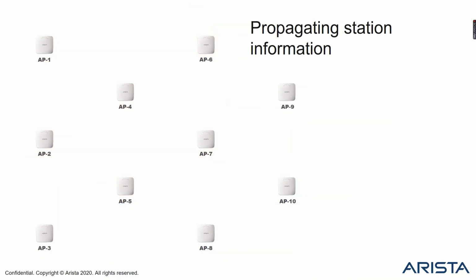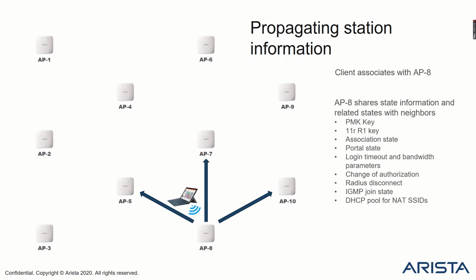Now let's see how information about clients or stations that connect to these APs is propagated over this distributed control plane. So assume a client associates with AP8. What AP8 does is that it will share the state information of this client with its neighbors, which is AP5, 7, and 10. And this information has things like the PMK and the 11-hour key, the association state, any login timeout or bandwidth parameters that need to be enforced, what IGMP groups this client has joined, etc. So that when it moves to the next AP, the new AP has the information of this client beforehand.